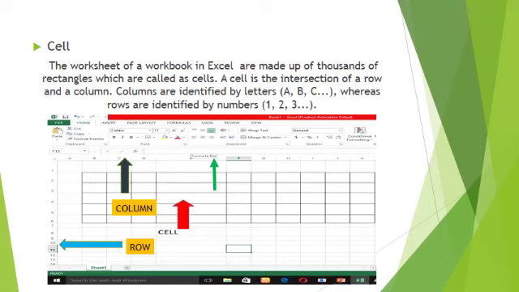In the image, you can see the red arrow pointing to a particular cell, the black arrow pointing to column names, that is A, B, C, D, and the sky blue arrow pointing to rows that are 1, 2, 3 and so on.